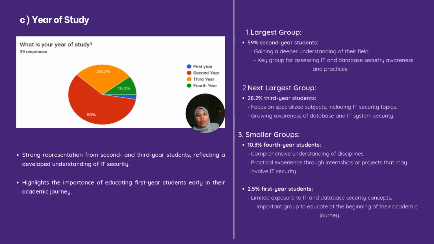Number 3 is fourth year students, at 10.3 percent, with comprehensive knowledge and practical experience through internships and projects. These students provide valuable perspective on IT security. Last but not least, the lowest percentage is first year students at 2.5 percent. It represents the early stage of academic exposure. This group highlights the need for foundational education in IT and database security.